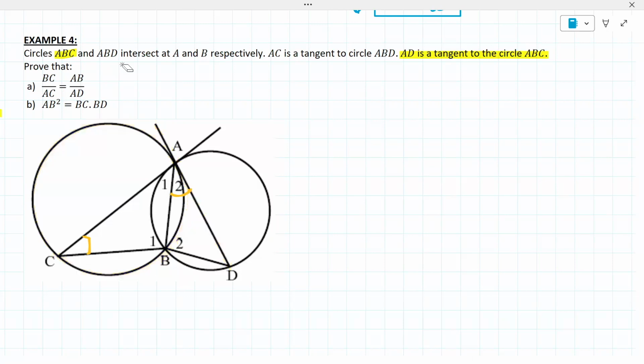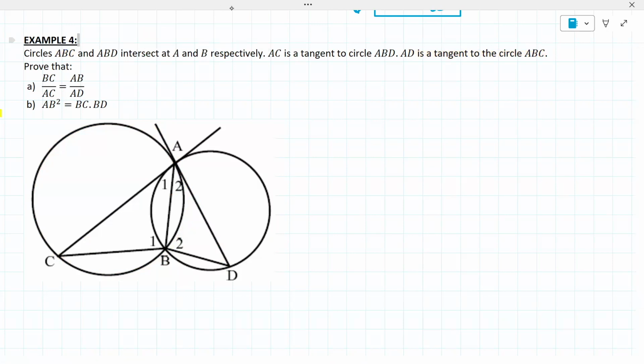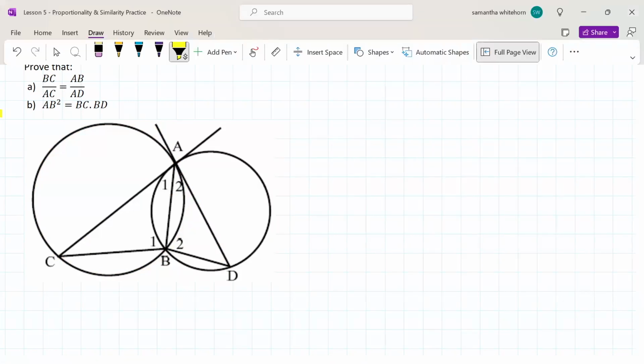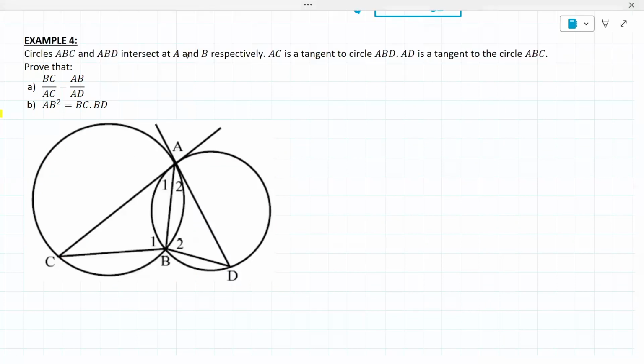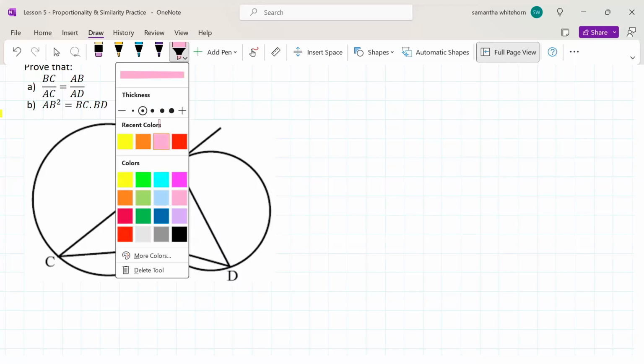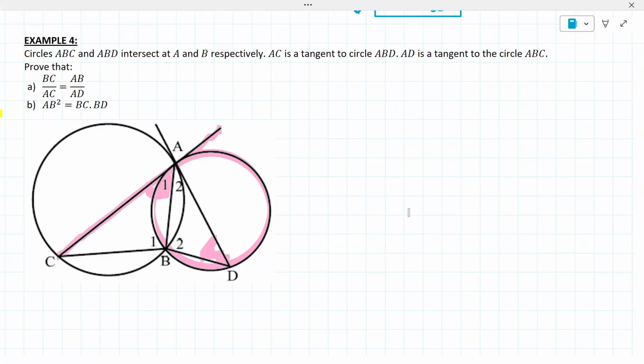The next bit of information we were given is the fact that circle ABD, which is the slightly smaller circle, slightly smaller circle here in pink, has a tangent of AC. So AC is this pink line over here. We can clearly see that's a tangent. Again, think about your tan chord theorem, A1 and angle D.